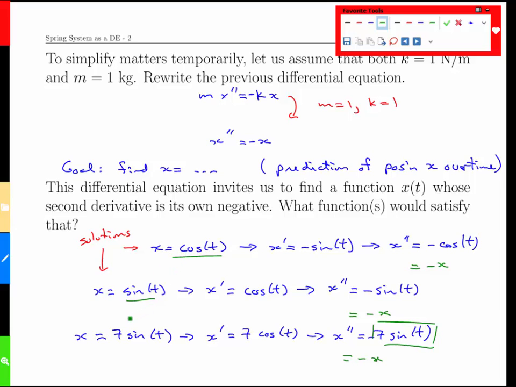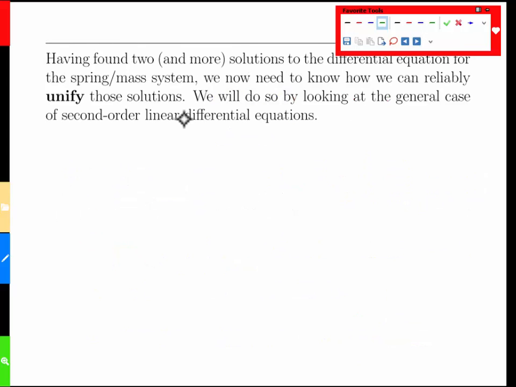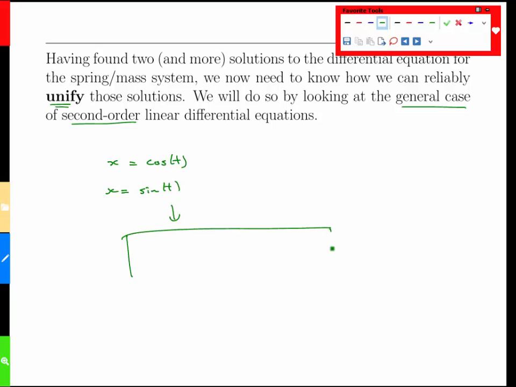And hopefully, is there a structure to the solutions that we can take advantage of so they don't have to keep looking forever? That's what we're going to do next. We're going to look at the general case of second-order linear differential equations and see how we can get some guarantees about when we can stop looking for solutions. The idea is we're going to unify these individual solutions, going from x equals cos of t and x equals sine of t as options to something that is the general solution. How can we combine those? And it turns out, again fortunately, it's going to be a very straightforward process.